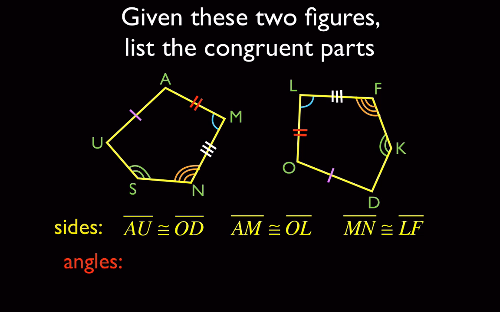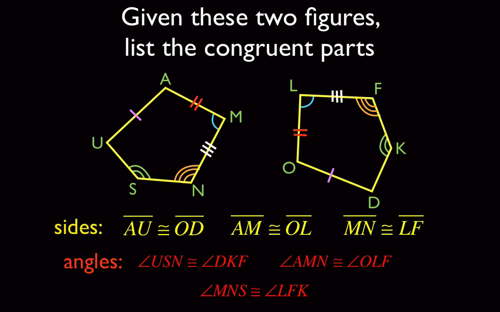Moving along to angles, we have 3 different angles as well. First, USN, which is the double green, is the same as DKF, which is also the double green. AMN is the single blue arch. OLF is the other single blue arch. MNS is the triple orange angle, and LFK is the triple orange angle on the other figure.